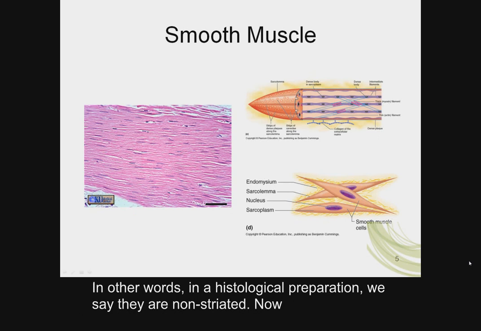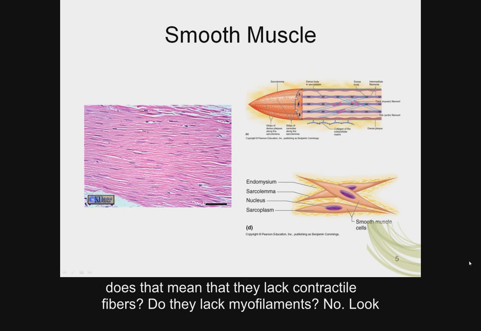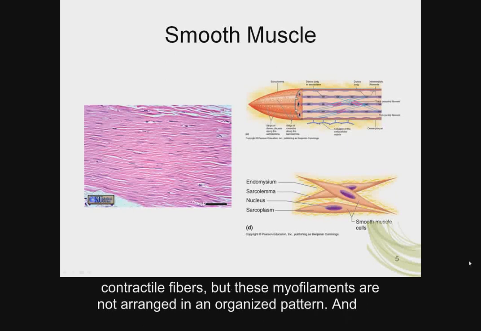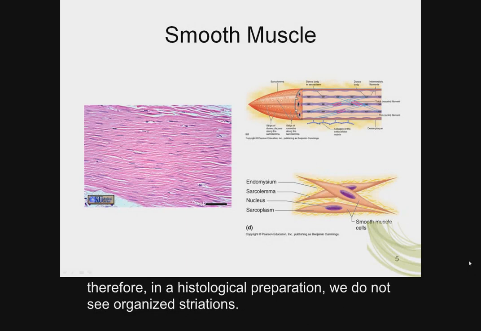Now, does that mean that they lack contractile fibers? Do they lack myofilaments? No. Look at the top right cartoon drawing now. You'll notice that they still have their contractile fibers, but these myofilaments are not arranged in an organized pattern, and therefore, in a histological preparation, we do not see organized striations.